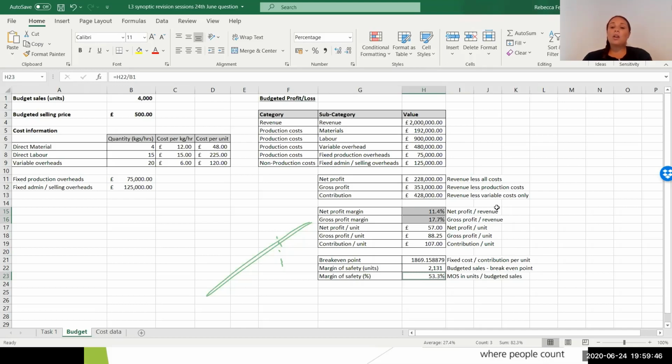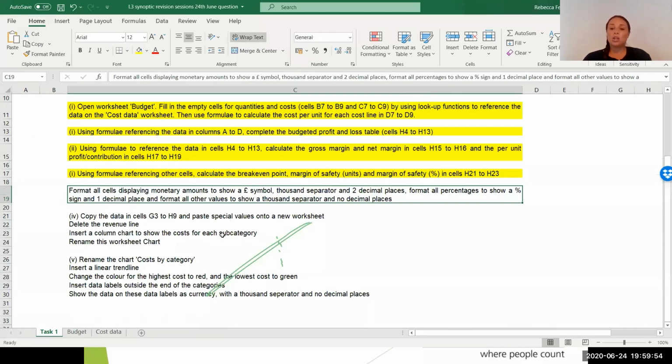So Leila, I've already said there's lots of different ways to do this. I'm only showing one way. There are different ways to do it, and as long as it fulfills the requirement in the question, you'll get the marks for it. So if you've used another way, that's absolutely fine.